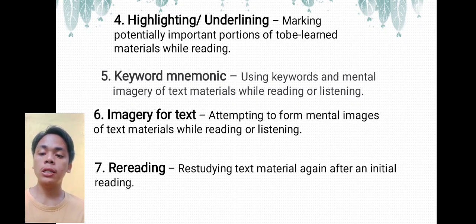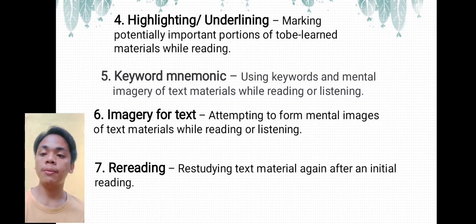Mnemonics are strategies and techniques that aid in memory. Number six, imagery of text. Attempting to form mental images of text materials while reading or listening. Investigation of imagery used for learning text materials has focused on a single sentence and longer text materials. Imagery is a literary device used in poetry, novels, and other writing that uses vivid description that appeals to the reader's senses to create an image or idea in their head.